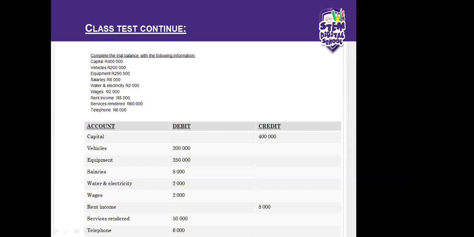Vehicles, 200,000 in the debit column. Why? Because vehicles is an asset. An asset is always on the debit side. Equipment, 250,000 in the debit column. Again, equipment is also an asset, therefore also on the debit side.